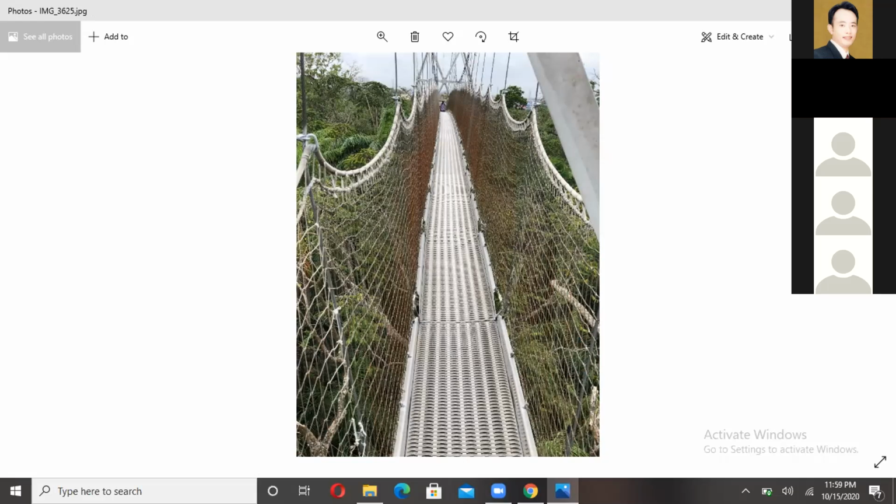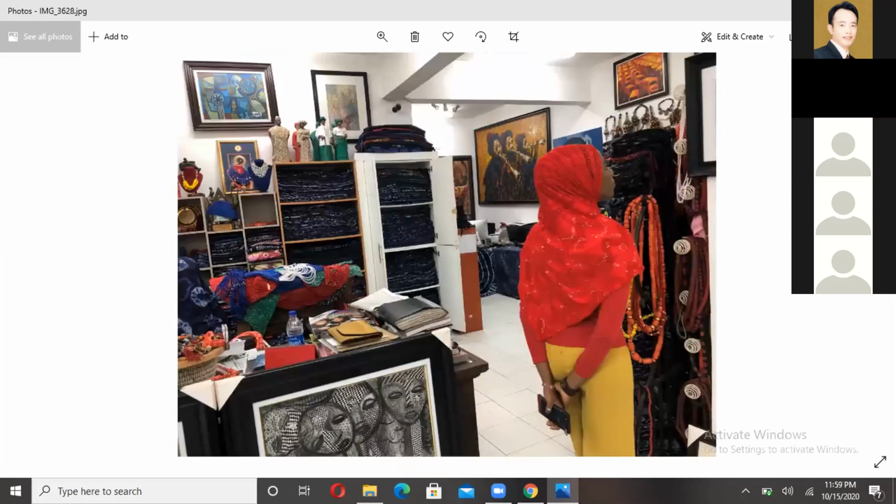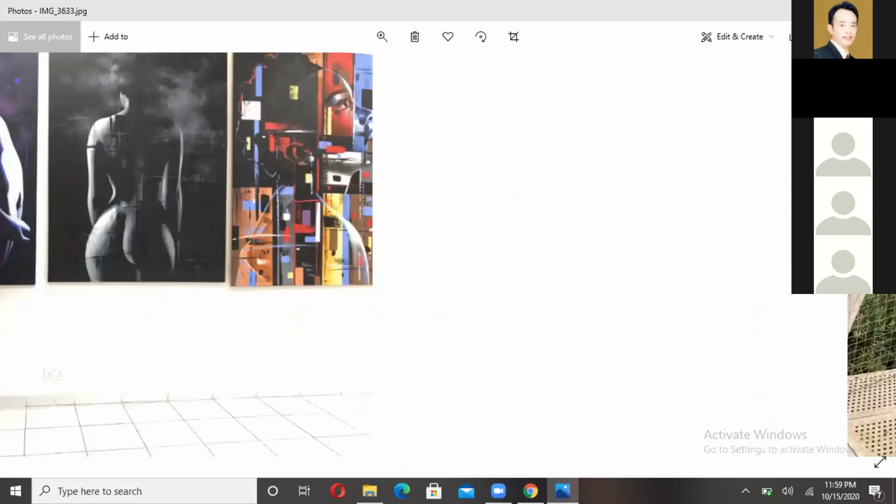Now, are you brave enough to walk across that suspension bridge? Because I would not be brave enough to. Oh yeah, I'm not scared of heights. So yeah, I did this. I don't have a problem with it.